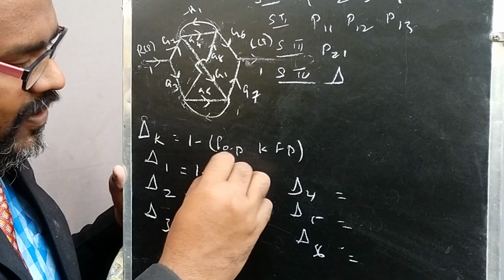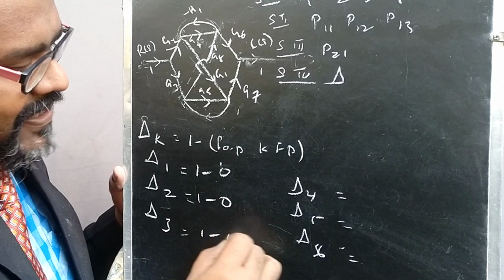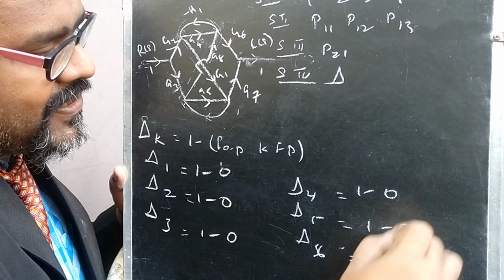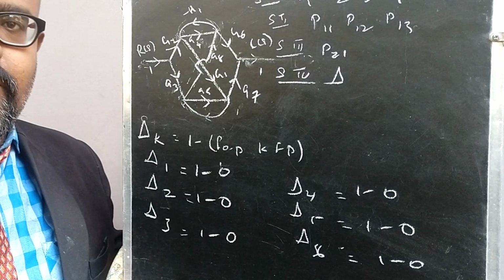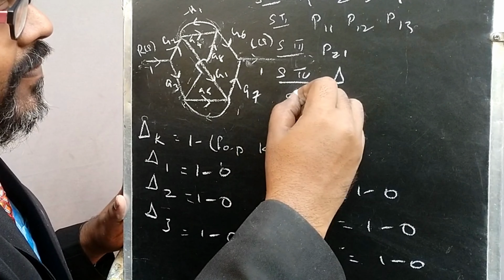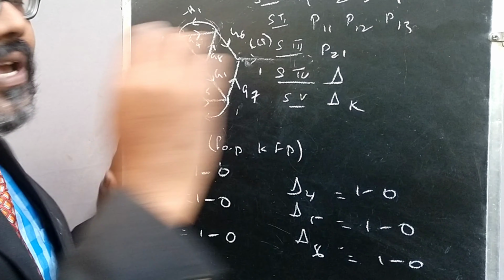So 1 minus 0, 1 minus 0, 1 minus 0, 1 minus 0, 1 minus 0 and 1 minus 0. So all the values are 1, 1, 1, 1. So step 5, del k is also calculated.